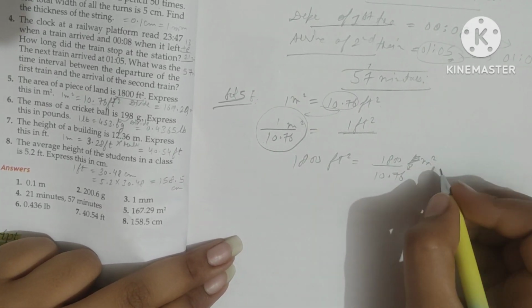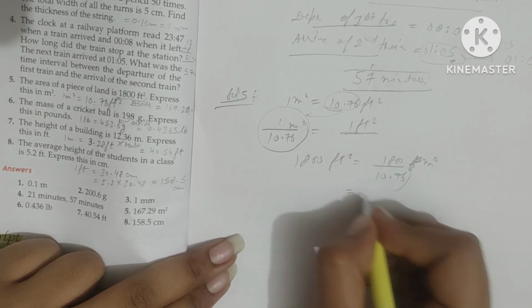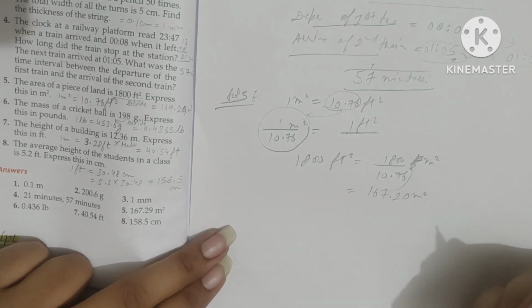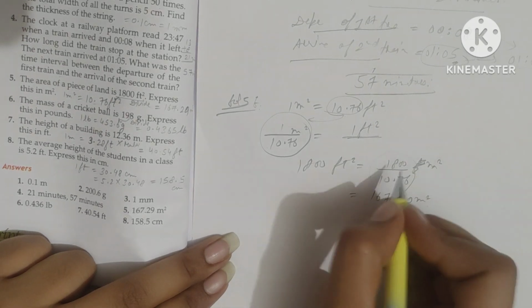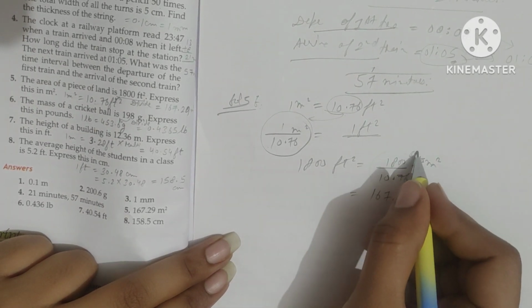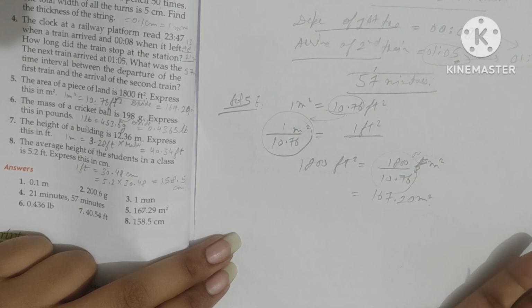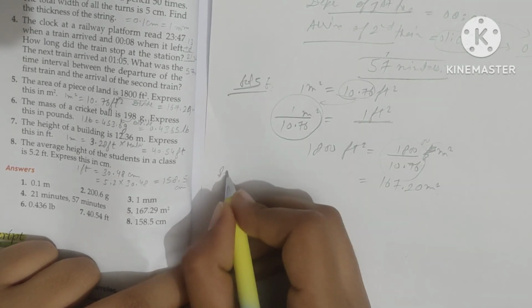After solving this division, you will get the answer in meter square. How to solve the division? Remove the points, place 2 zeros here firstly, then cut at the tables of 2 and divide and check it. Question number 6 now.